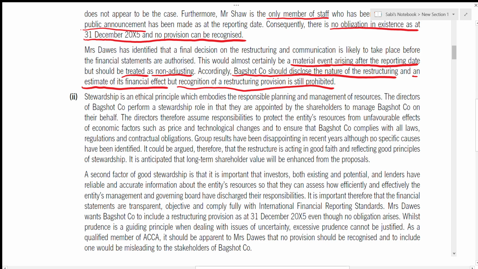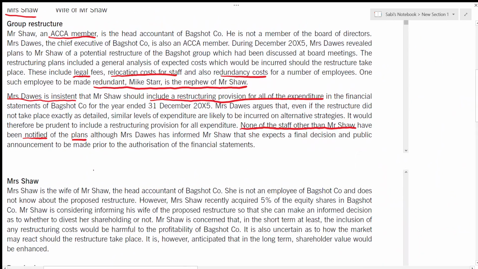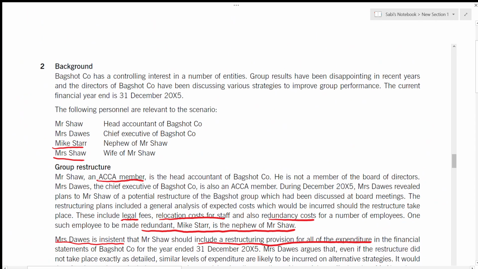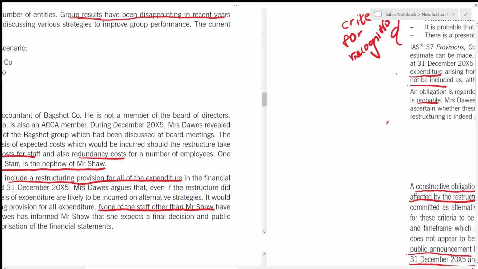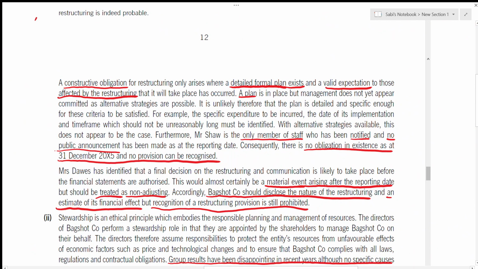Where is the statement taken from, if anyone can remember? Group results have been disappointing. Go to your background information and just say this: group results have been disappointing for several years. All kinds of information, whether in the introduction or background, every piece of information you need to use. It's important. You don't know where it might be useful.